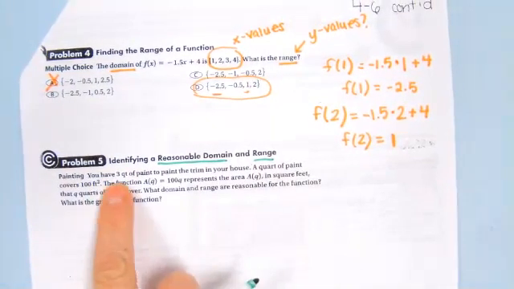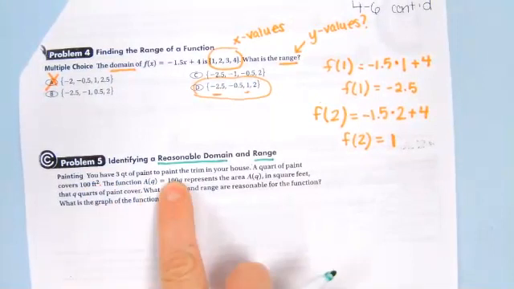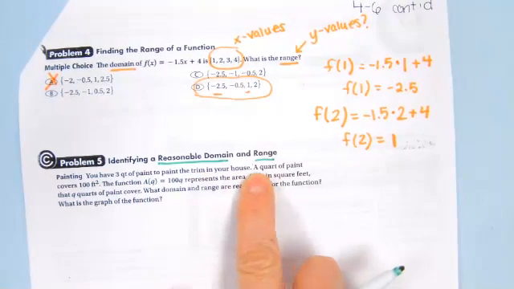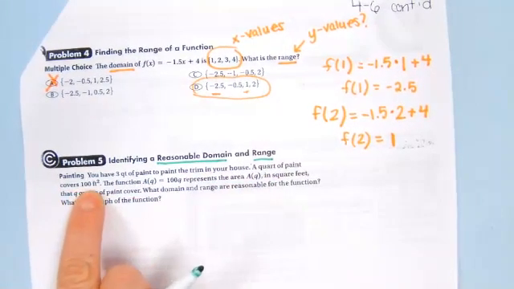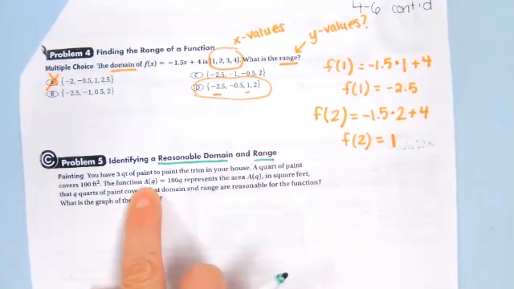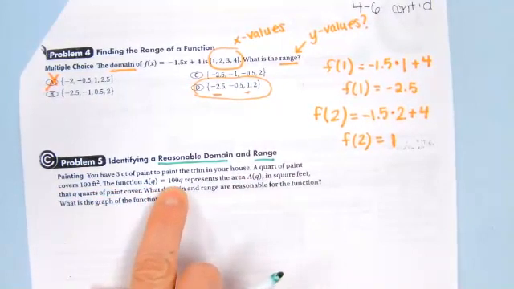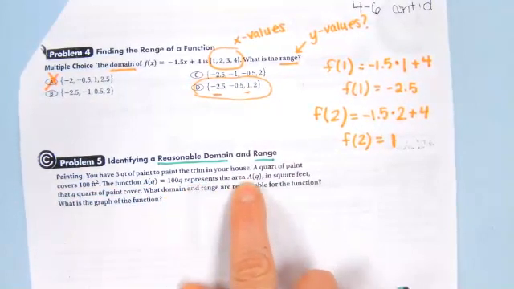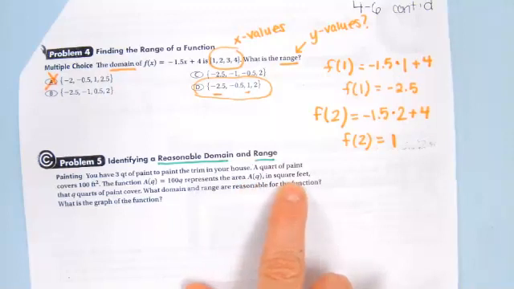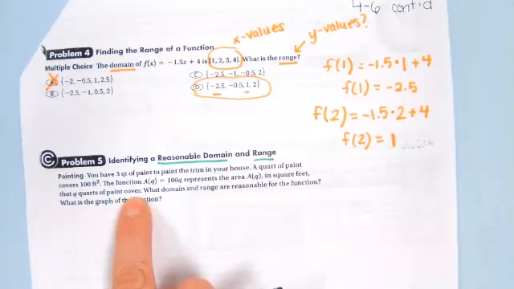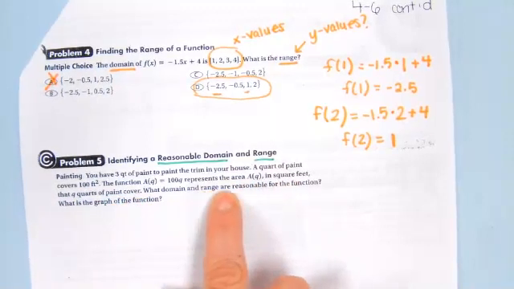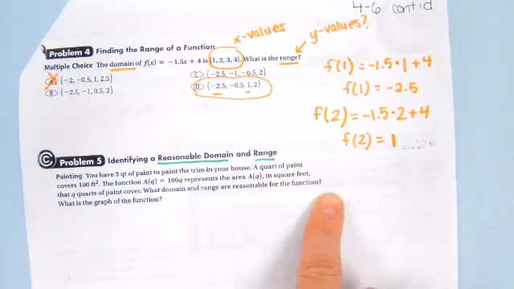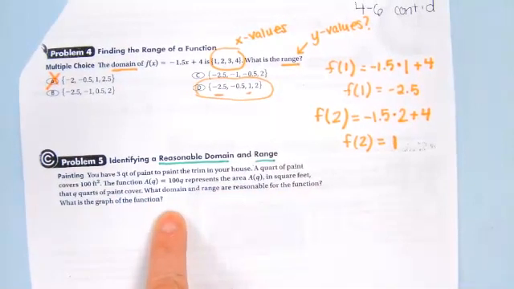All right, you have 3 quarts of paint to paint the trim in your house. A quart of paint covers 100 feet squared. The function A of Q equals 100 times Q represents the area in square feet that Q quarts of paint can cover. What domain and range are reasonable for this function? What is the graph of the function?